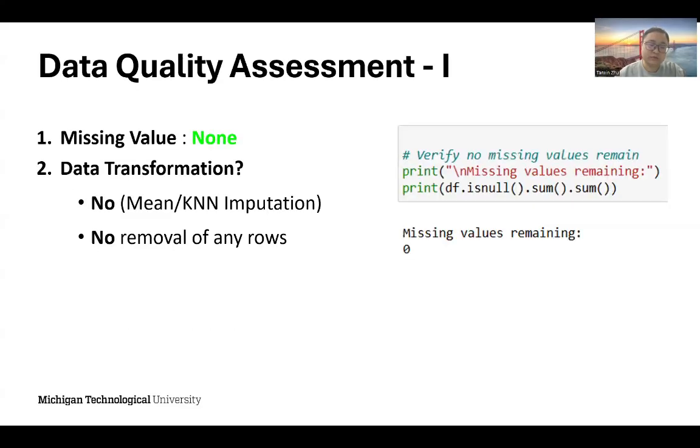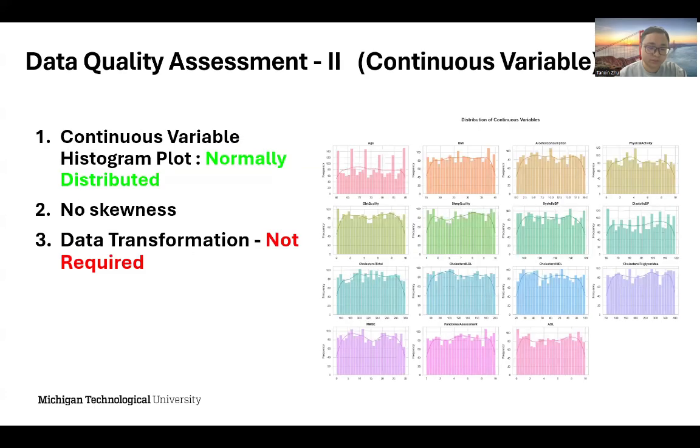We then checked for missing values. In this dataset, none of the predictors and none of the responses are missing. Therefore, we didn't need to perform imputation or remove any rows, which keeps the pre-processing pipeline straightforward.